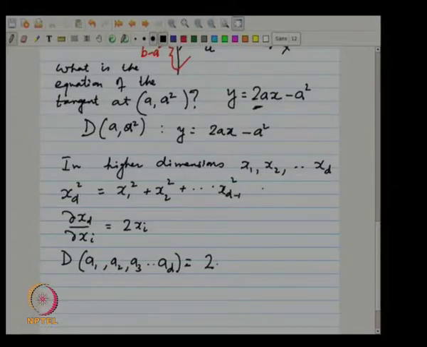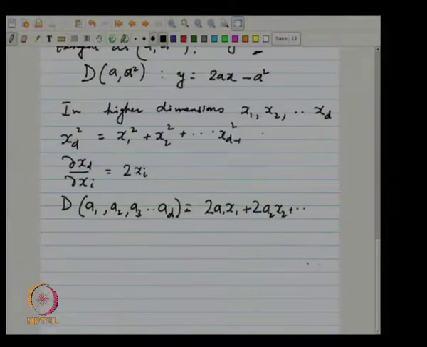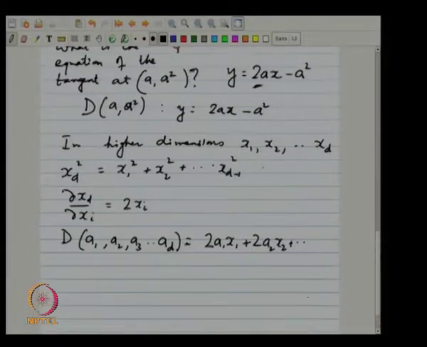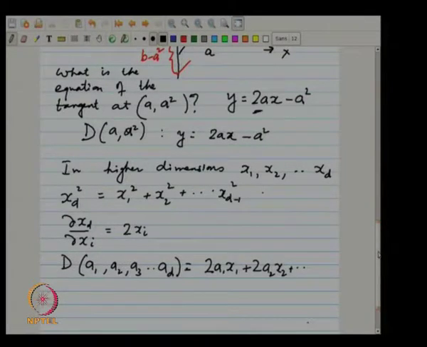Right, 2 a 1 x 1 plus 2 a 2 x 2, same thing, plus oh sorry, what am I saying? Just a moment. Yeah, I have to write that.